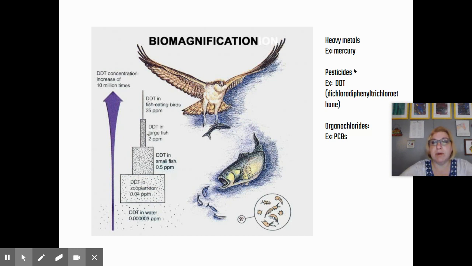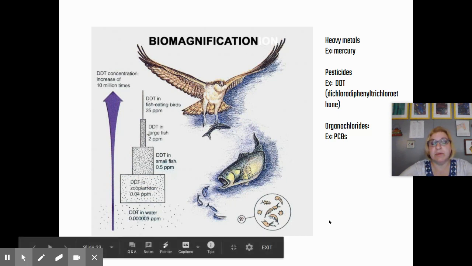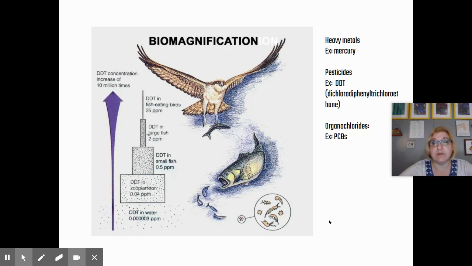Same thing happens with heavy metals like mercury that are in water, or other kinds of chemicals that we produce like PCBs or plastics and things like that. So this is called biomagnification, and it's not something that we like. We want to be able to have a clean environment. This is another reason why we want to be able to use materials that are not going to be so toxic to the environment. So that's our lesson for today.